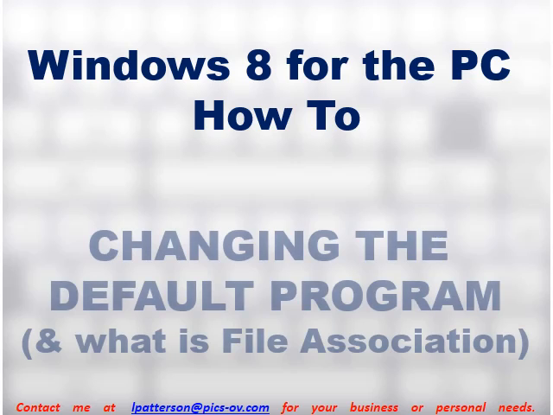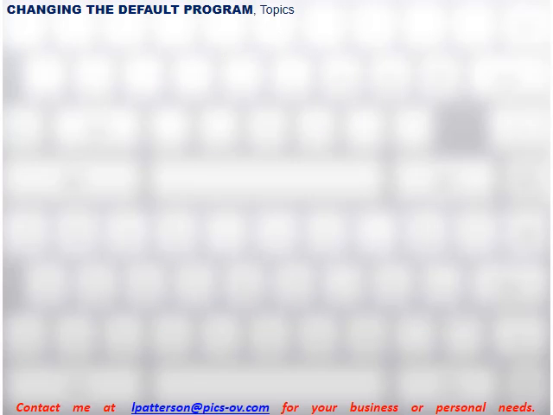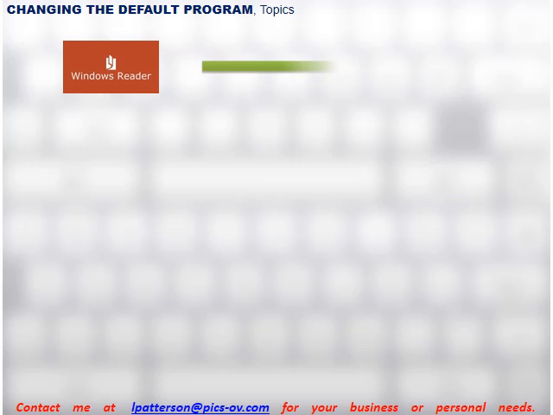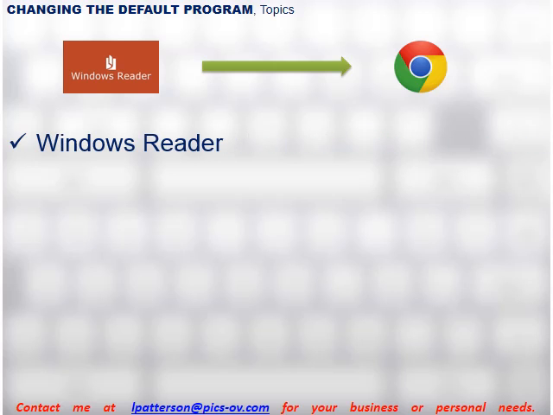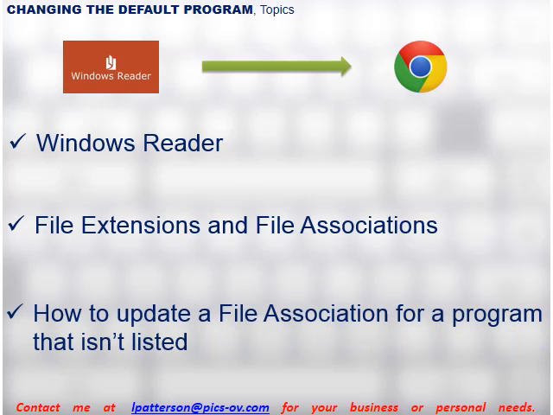This video is on changing the default program that opens or views a file and what is file association. In this video, I discuss how I went about changing my default PDF viewer from Windows 8 Reader to Google Chrome, concentrating on the following concepts. What is Windows Reader and what does it do? What are file extensions and file associations along with why they're important? And how to update a file association for a program that isn't listed.